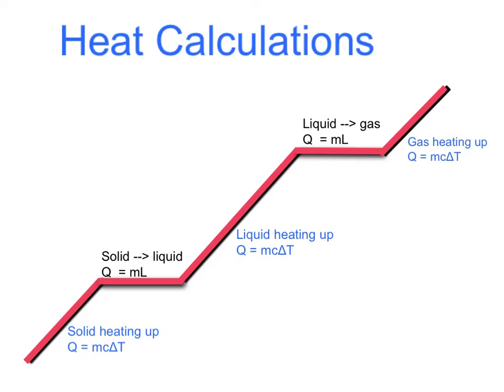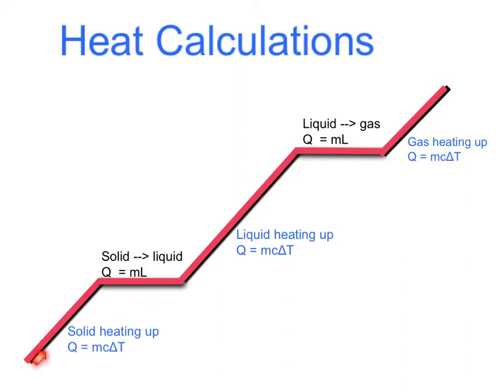Okay, when we are going to do our heat calculations, we should keep our heating curve in mind. At the beginning of our heating curve, we have our solid heating up, and whenever you're changing your temperature, you're going to use Q equals MC delta T. You have your liquid heating up, Q equals MC delta T. You have your gas heating up, MC delta T.